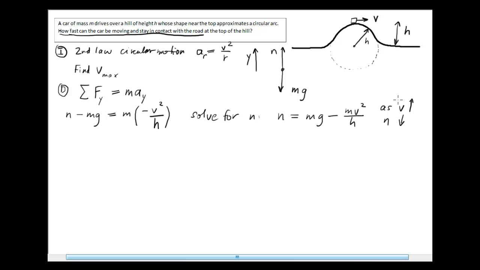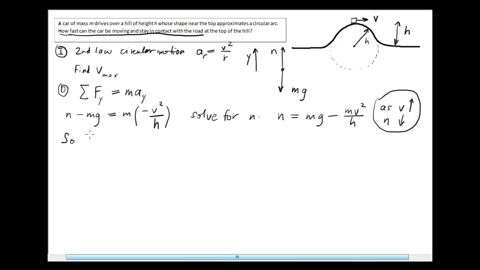And that's very important. That observation helps us understand what the problem's really asking, because the physics now shows us that the faster you go at the top, the less normal force there will be. And at some point, if the speed is too high, the normal force will go to zero, which will mean the tires will fly off the hill and the car will be airborne, and that's not safe.